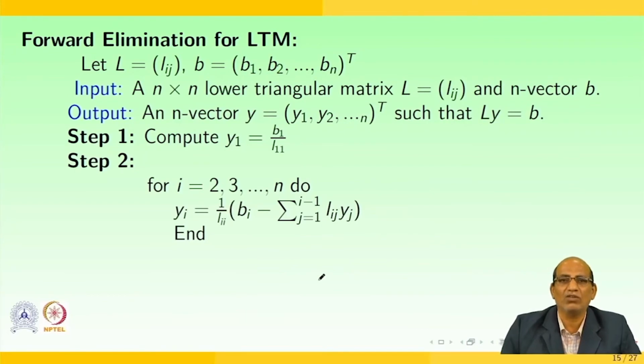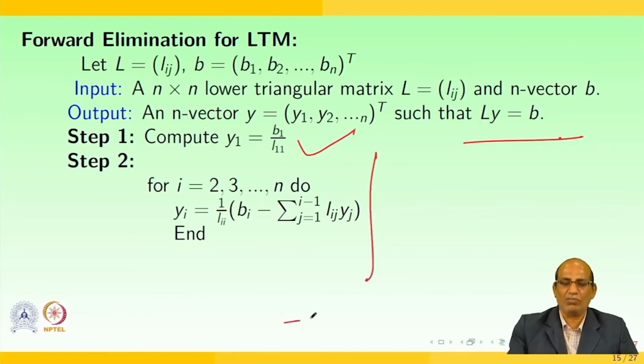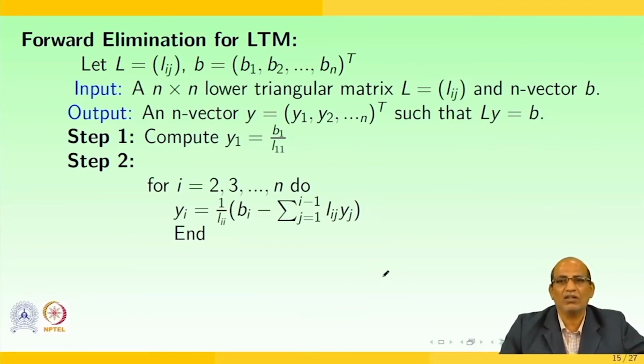So you do have L is equal to Li, B is equal to Bi. Input is an n by n lower triangular matrix L and a vector B, and the output is a vector where I want to find y1, y2, ..., yn such that L of y is equal to B. Step 1 is you compute y1, and step 2 is compute the rest like this. So we should be able to get the solution whatever we desired.